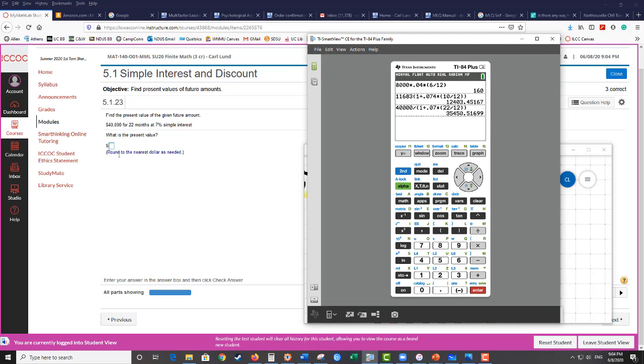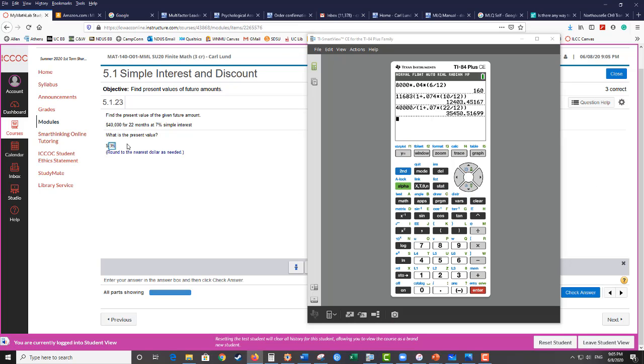35,450.51699. And here, notice, I'm being asked to round to the nearest dollar. This is a common mistake that people get wrong when you're doing stuff in MyMathLab. You have to follow those directions. So if it's not rounded to the nearest dollar, it's going to be incorrect. So this to the nearest dollar would be $35,451.